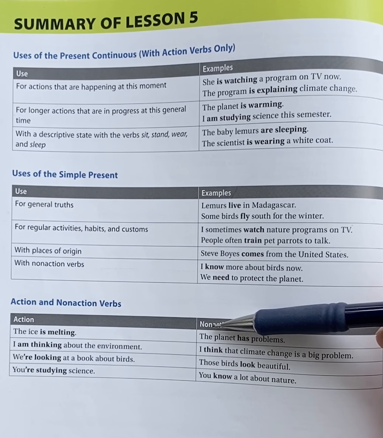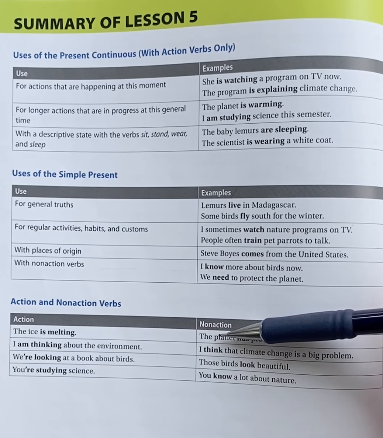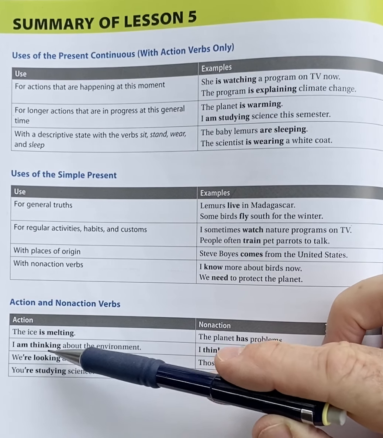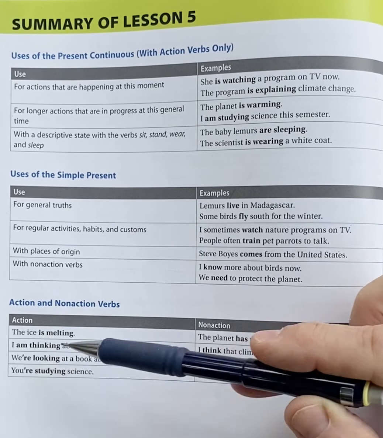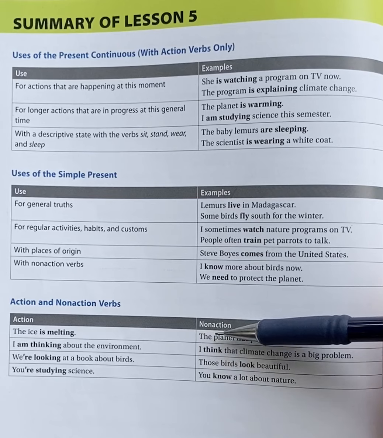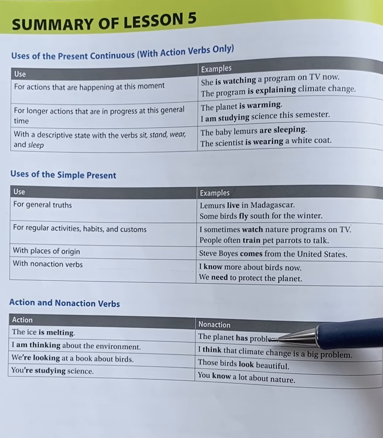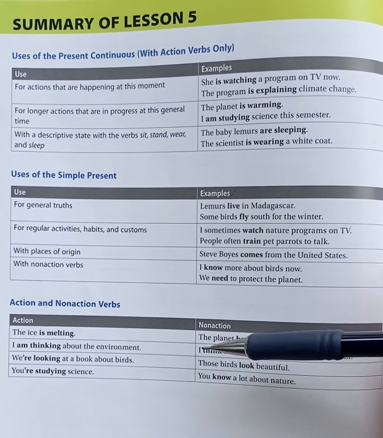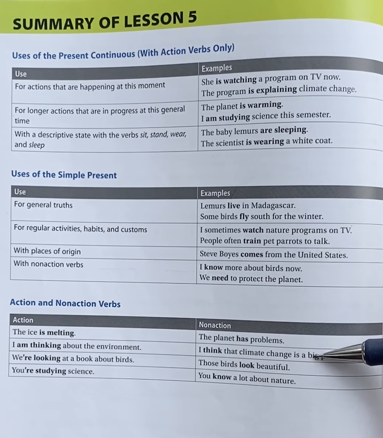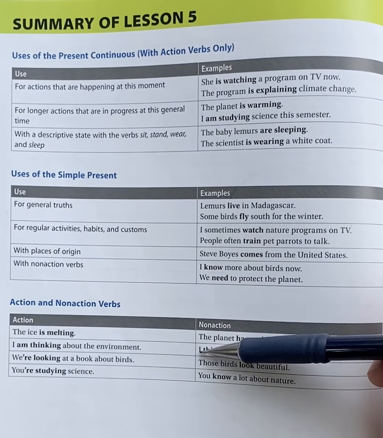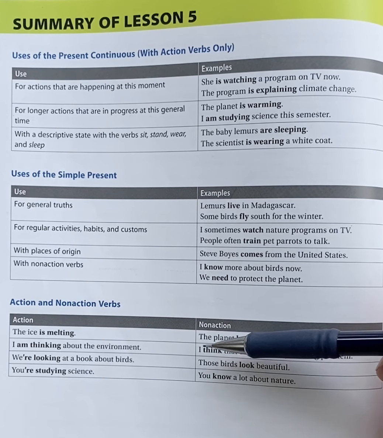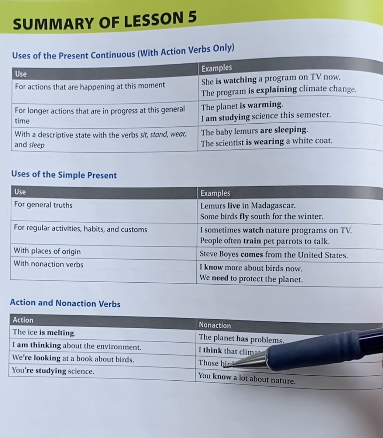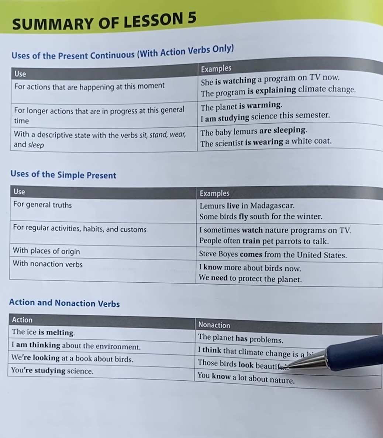Let's look at non-action verbs. The planet has problems, and we're going to talk about looking again. It's a complicated topic. Non-action verbs. The planet has problems. That's a non-action verb. It's a condition verb. I think that climate change is a big problem. This is something going on in our minds, right? But we don't consider it action. It's a non-action.